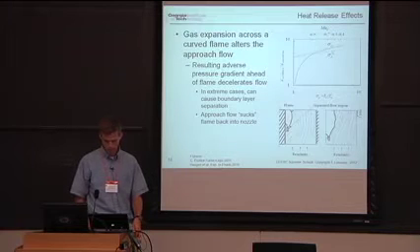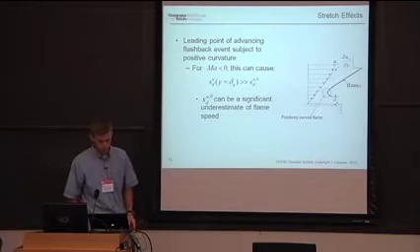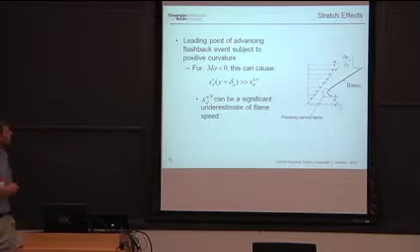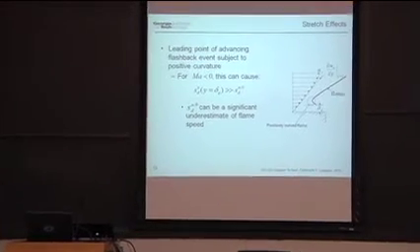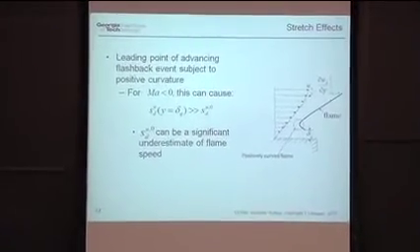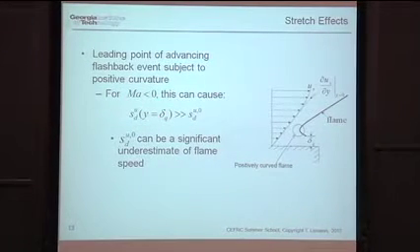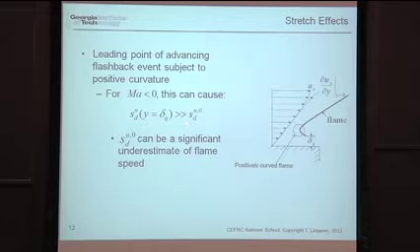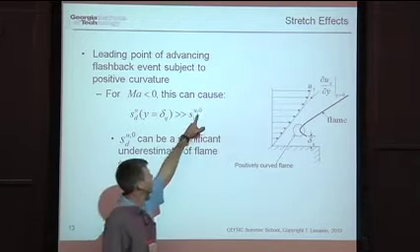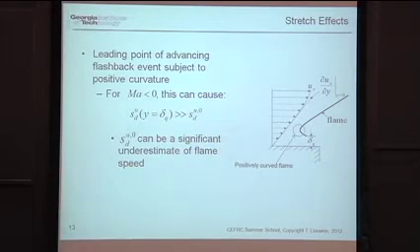Okay. So in other words, the leading point of the advancing flashback event is subject to positive curvature. So if you have a negative Markstein length, this can cause the actual flame speed at the quenching point, at y equals delta Q, to be much, much greater than the unstretched flame speed. This superscript naught denotes the unstretched flame speed. And so in other words, what this says is that the unstretched flame speed can be a very significant underestimate of the flame speed. Very important effect.